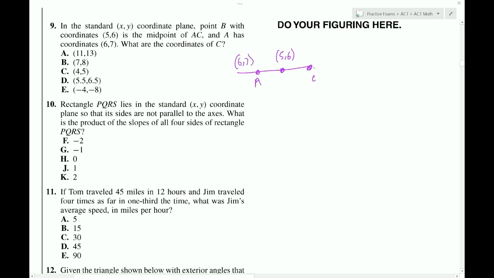So we have to find what the coordinates are for C, right? So we just have to look at what the difference is and then copy that once more. So we went down 1 in the x coordinate, so we'll go down 1 again. We went down 1 in the y coordinate, we'll go down 1 again. So we end up with choice C.